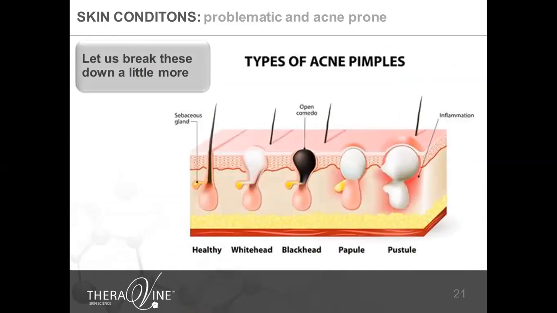Let's break it down a little bit more. So here's a very nice picture of a healthy sebaceous gland, your first little pic. There you can see the sebaceous gland is small. There's your hair follicle. There's a whitehead, so it's clogged. Then you've got your blackhead, which is basically an open comedone. So whitehead is obviously a closed comedone, then your blackhead. Then you've got your papule, where it's filled up.